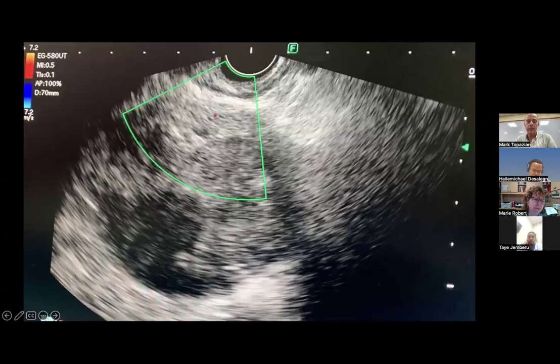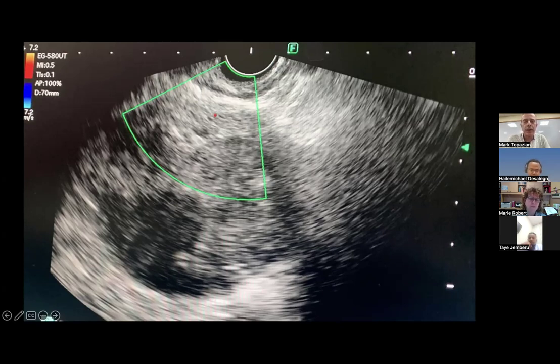And so she had an endoscopic ultrasound. And for those of you who aren't familiar with it, this is the transducer of the ultrasound unit on the tip of the endoscope. The shaft of the endoscope would go back along here. You don't actually see it, but this is where the shaft would be.